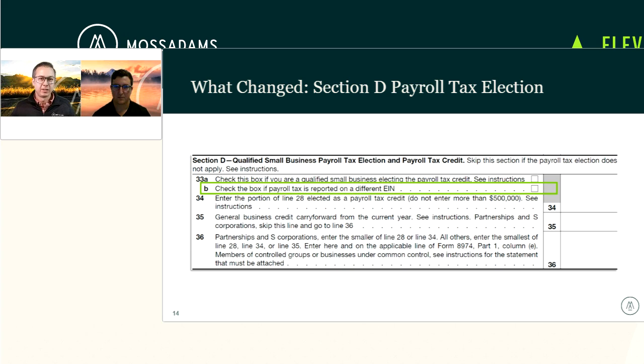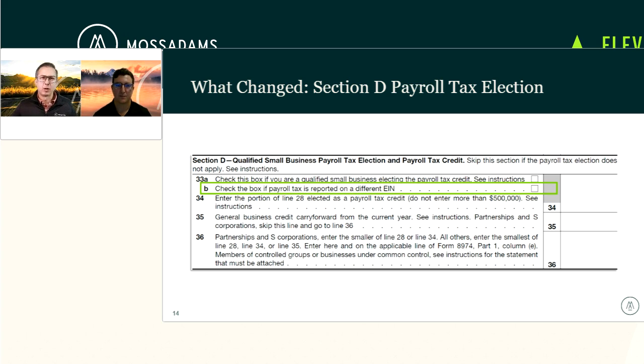Why is this relevant? Well, it could be relevant if you are in a control group where maybe one member reports the payroll taxes for others under a different EIN. But probably where we see it the most is when a company is using a PEO, which is a professional employer organization, because they file payroll taxes under its own EIN number.